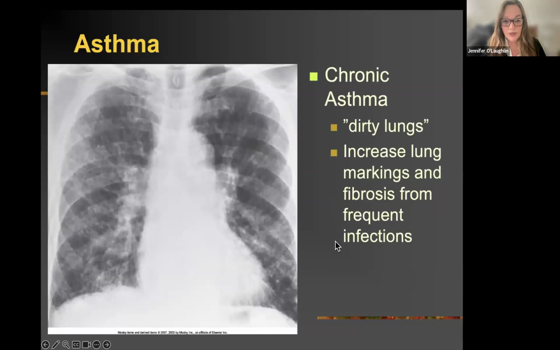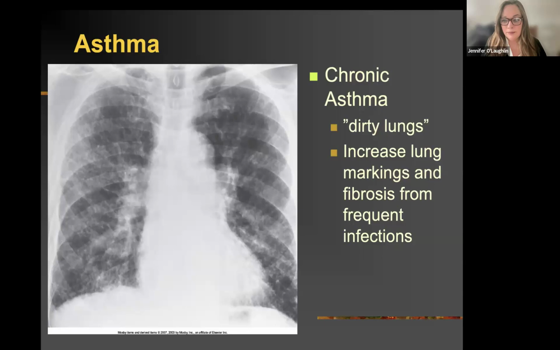Okay, so this is a patient who has chronic asthma, and you're going to get the dirty lung appearance. So as you look out, I think it shows up well over here on this side of the lung. Just overall, there's an increase in lung markings than you would see on a normal healthy x-ray. So little tiny bronchioles that otherwise you wouldn't appreciate, I can now see them because they're all thickened.